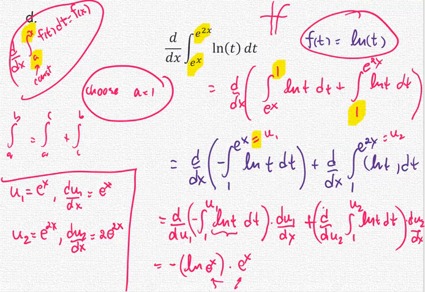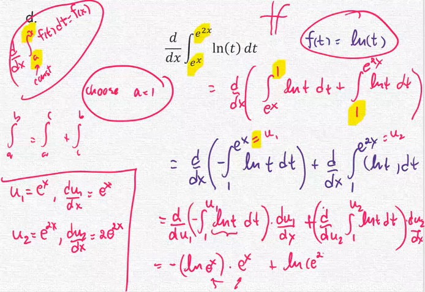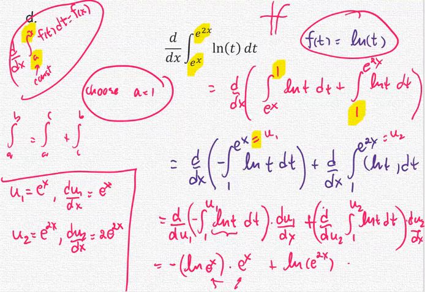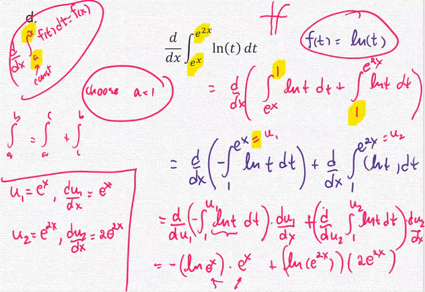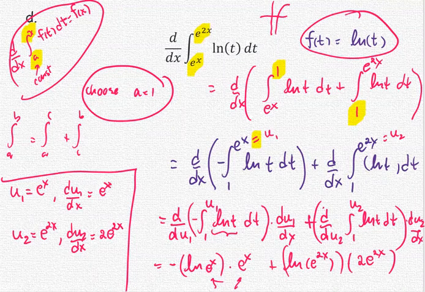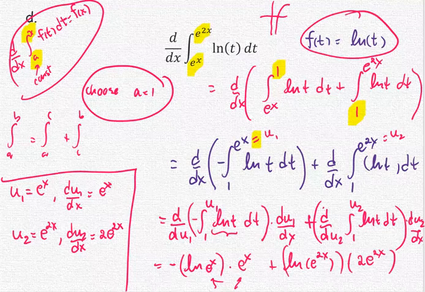And the second part is the natural log of t, but t will be replaced with u2, so it's going to be natural log of e to the 2x, and then multiply by the derivative of u2 with respect to x, which is 2e to the 2x. We are done applying the fundamental theorem of calculus part 1. The next part, what we have to do is just clean up and simplify it.